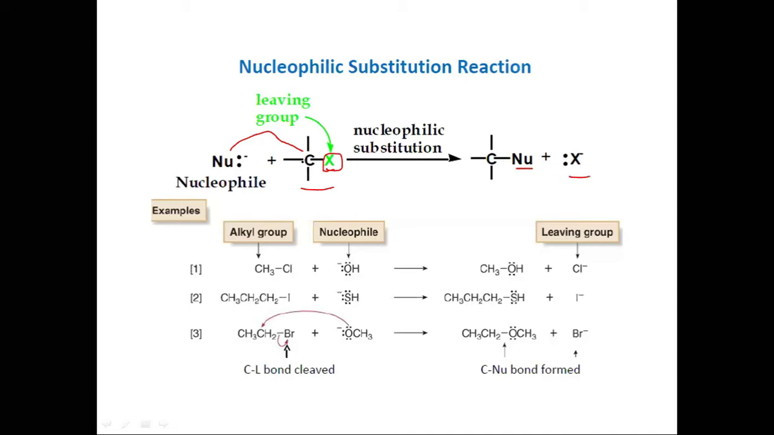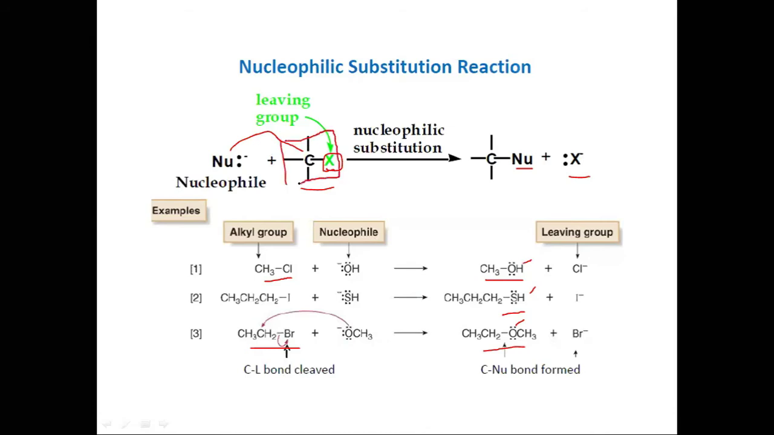The alkyl groups can be methyl, or you can use propyl iodide. Here in this case, methyl chloride reacts with the nucleophile OH minus, and you get the product methanol. Suppose it is propyl iodide treated with SH minus, then you can prepare the corresponding thiols. And suppose you have a substrate of ethyl bromide treated with the methoxy ion, then it will attack the carbon, the Br leaves out, and you will get an ether. So you can prepare alcohols, thiols, and ethers from this type of substrate.